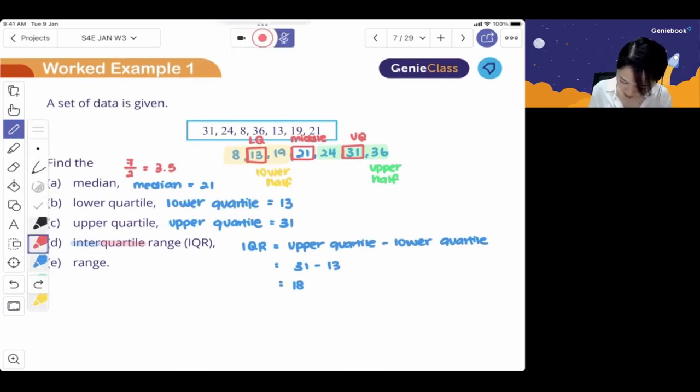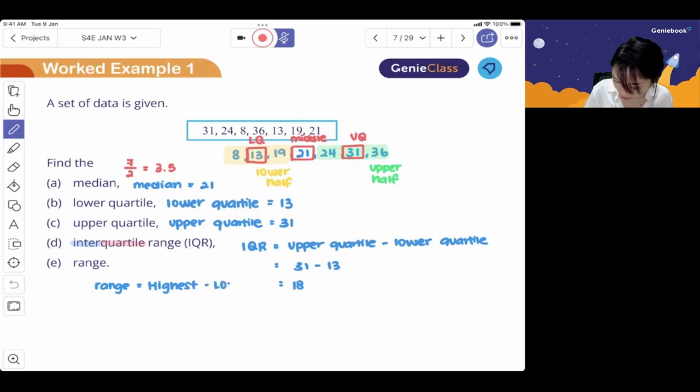And finally, last one, we have range. Range is the highest value minus the lowest value. So what is our highest value? What is the largest value we have? That will be 36, right? And the smallest value we have is 8. So we have 36 minus 8. So we have the range 28. Is this clear? Any questions?